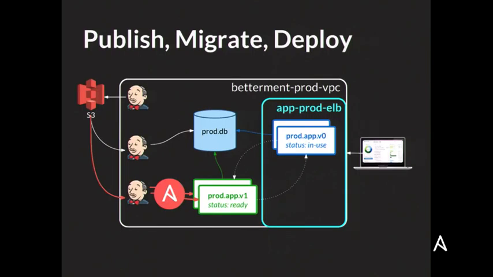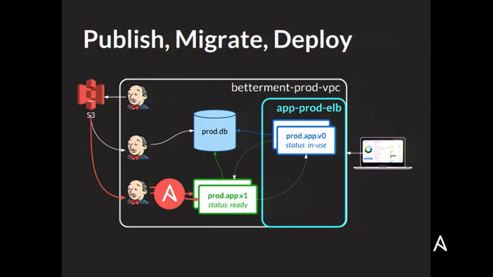So the whole workflow for deploying any application at Betterment actually follows a three-step process. I'll drill down more into each individual step. But essentially what we're talking about is build, test, publish, and then migrate, and then deploy. So again, because of what I was talking about before, the production database may in fact be at a v1 state while the v0 code is still in production. But again, as long as we don't violate that invariant, we're good.